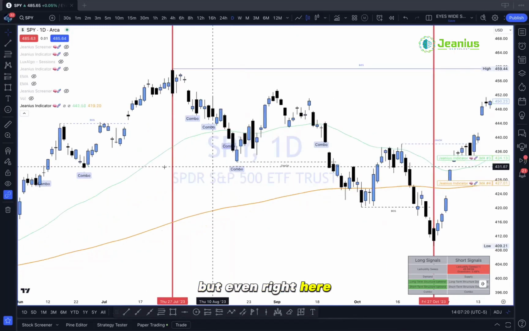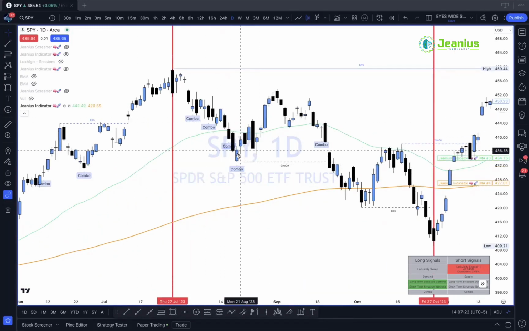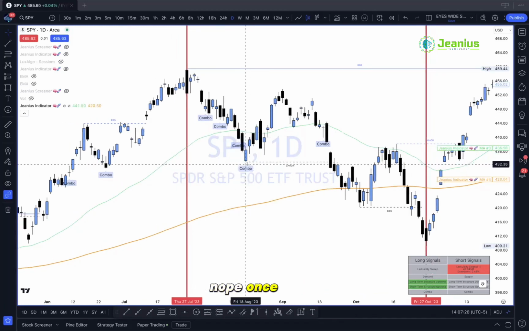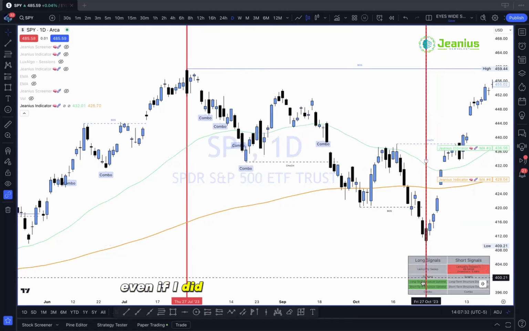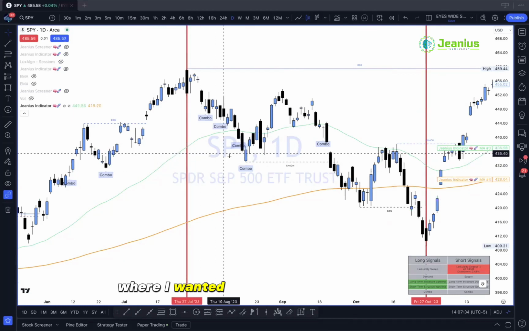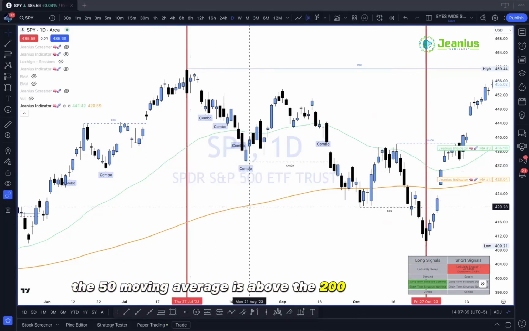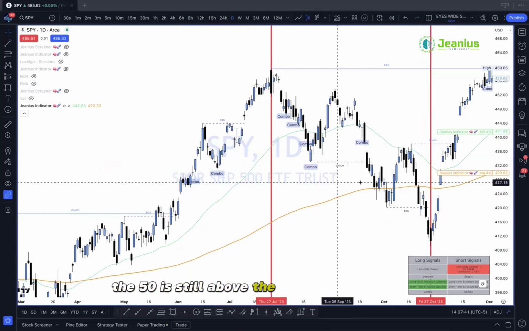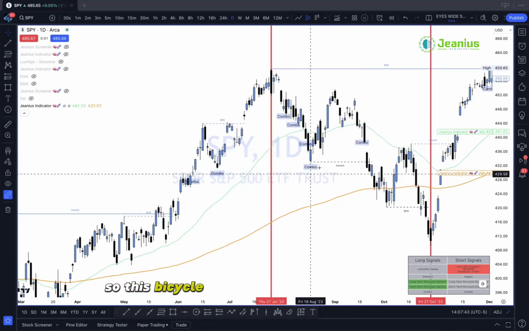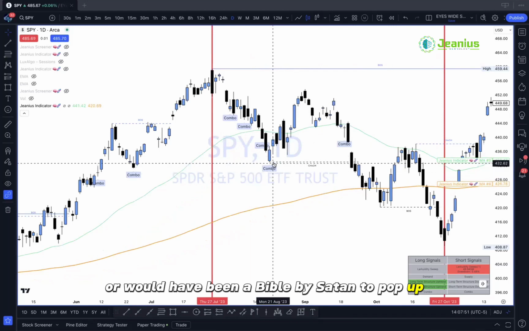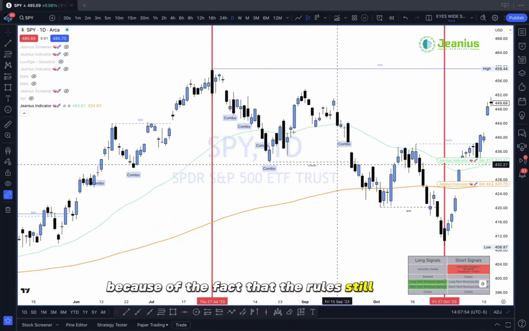But even right here, where this was a good buy signal, the moment I say that I only want buy, nope, once again, I'm confusing myself. The buy signal still is viable, even if I did add it to the chart down here where I wanted to only see buy signals where the 50 moving average is above the 200 moving average, because technically the 50 is still above the 200 moving average. So this would have been a viable buy signal to pop up because the rule still stands.